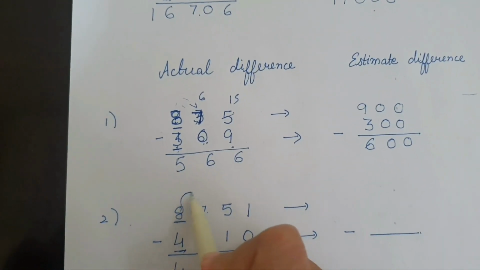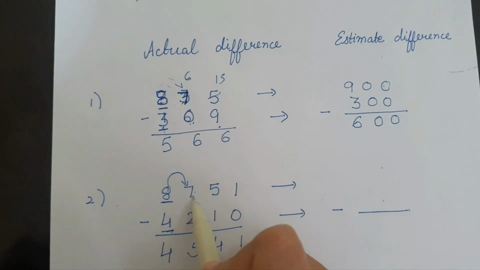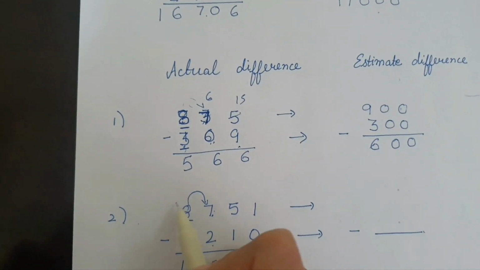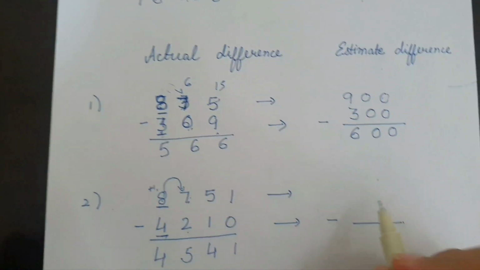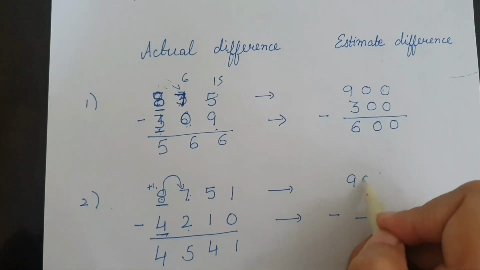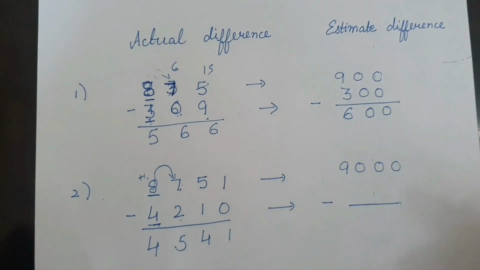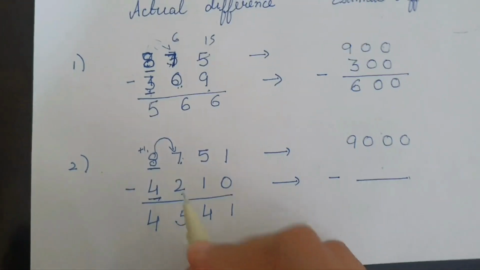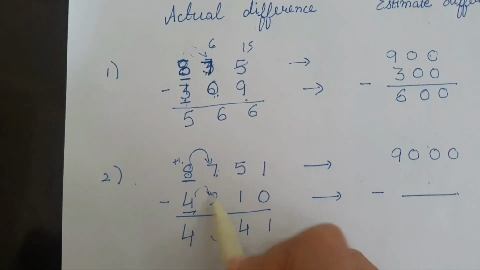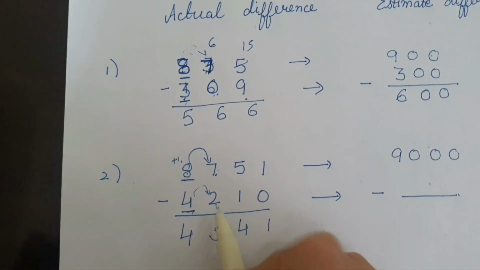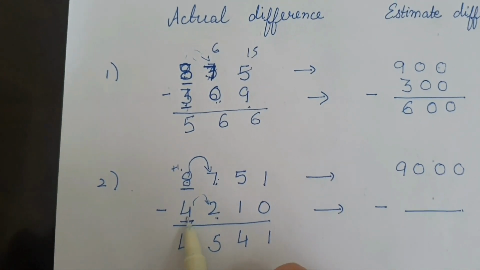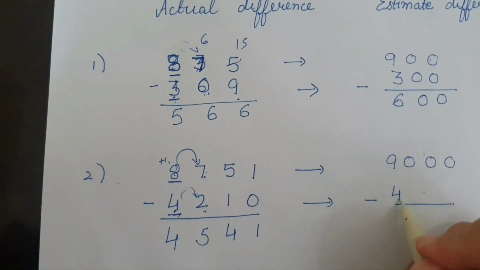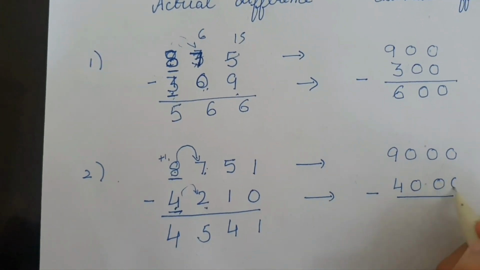For 8, see the digit next to it. 7 is more than 5. So this will go towards the higher side. 8 plus 1 will be 9. 9,000. Fine. See the next one. Here the next digit is 2, which is less than 5. So no change will be there. So this will remain as 4 only and the rest all will become 0.